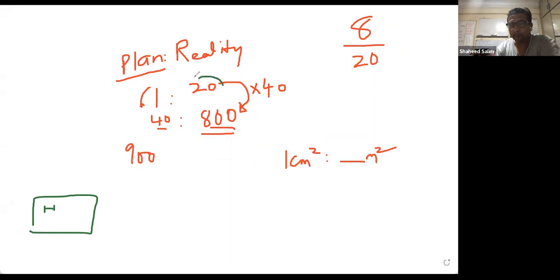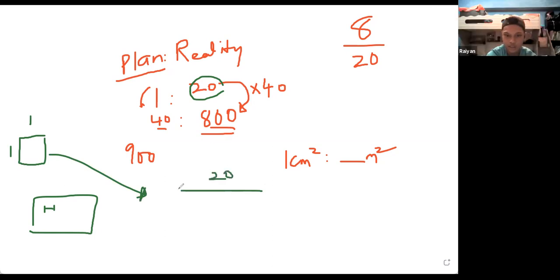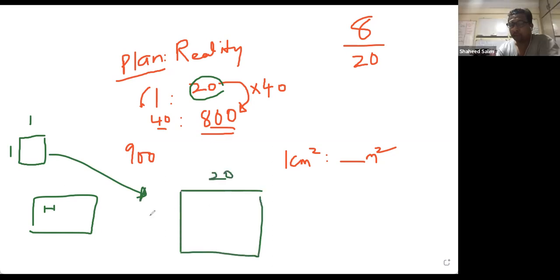Okay, remember this is the ratio: 1 to 20. If this is 1 cm I measure, reality is 20. Now I draw the 1 cm by 1 cm, so this is actually 1 times 1, you know. Do you agree? But in reality it is 20 times 20, so it is not 1 to 20 anymore. 1 square cm becomes 20 times 20, 400.